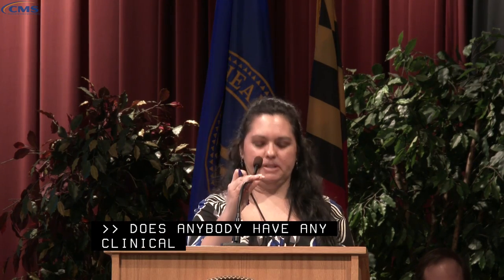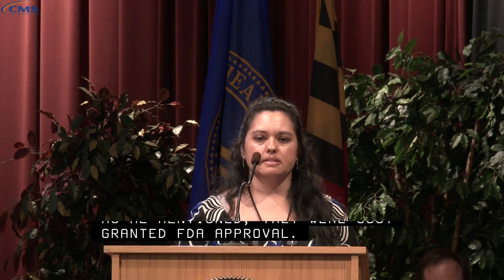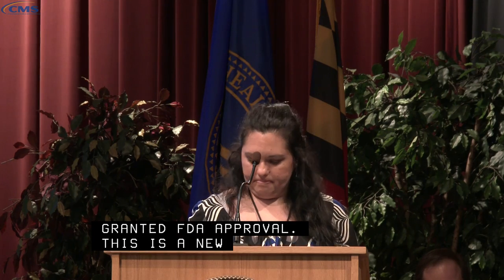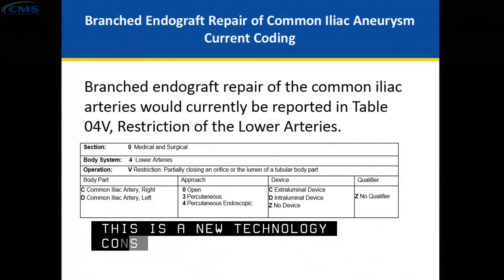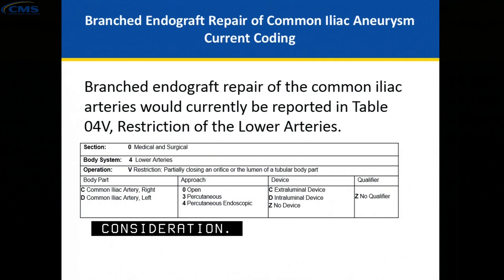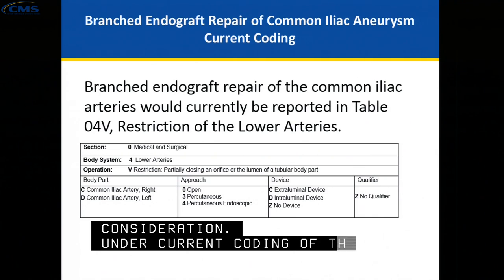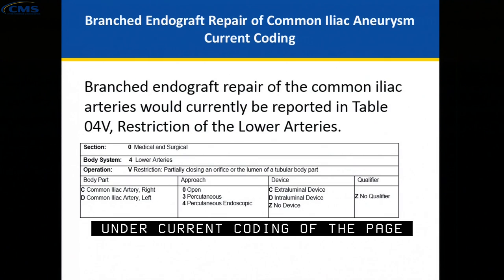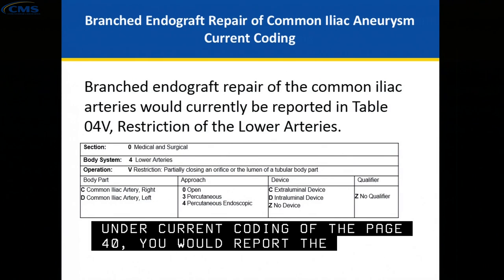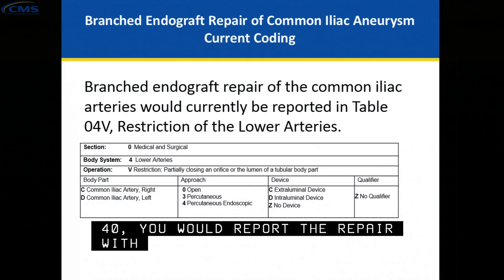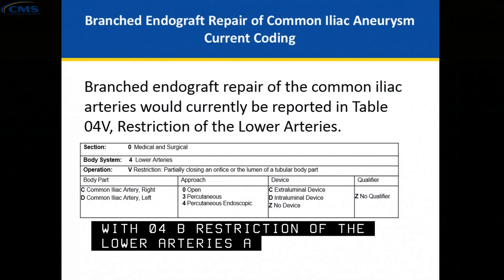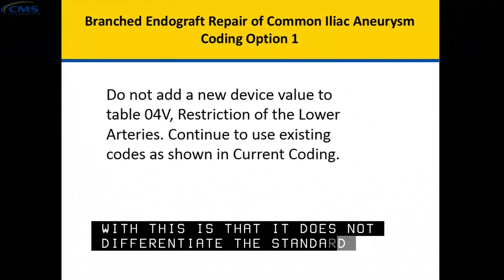Okay. As he mentioned, they were just granted FDA approval, and I just want to mention that this is a new technology consideration. Under current coding, at the bottom of page 40, if you're following along, you would report the repair with table 04V, restriction of the lower arteries. The issue with this is that it doesn't differentiate the standard versus the branched or fenestrated endograft repairs.